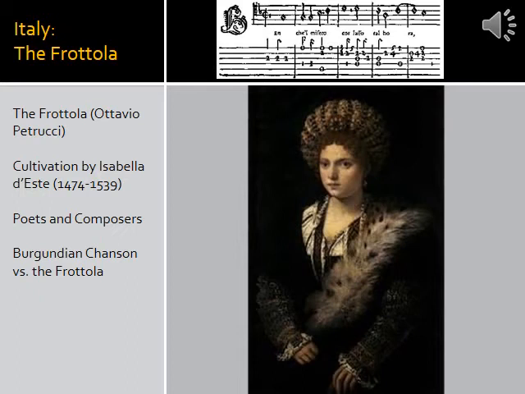On the next slide, ladies and gentlemen, I will have a lovely new chart to identify the differences between the Burgundian chanson and the frottola. So just follow along on the next slide.